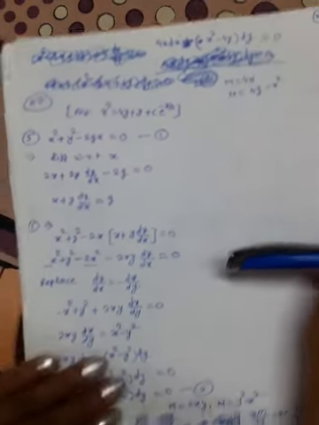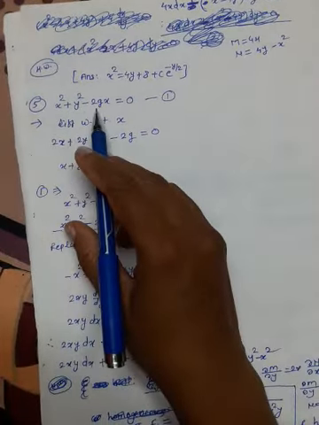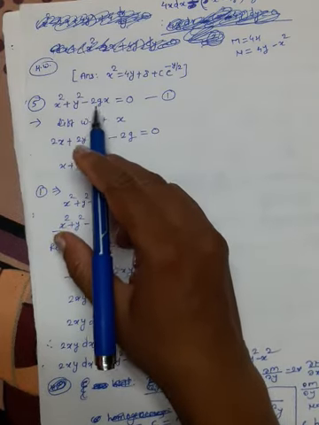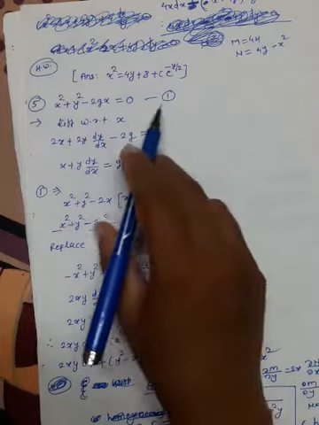Okay, now let us see the next. x square plus y square minus 2gx, this is not 9, this is g, where g is a constant, is equal to 0. Call that equation number 1.